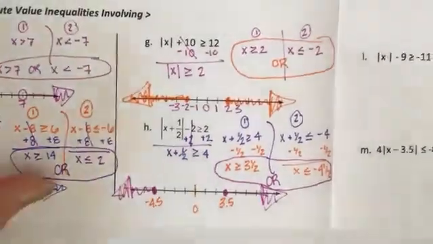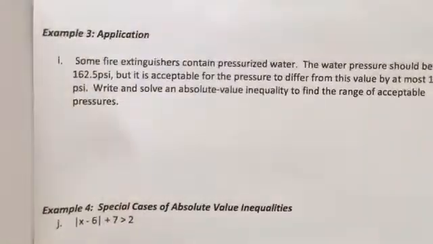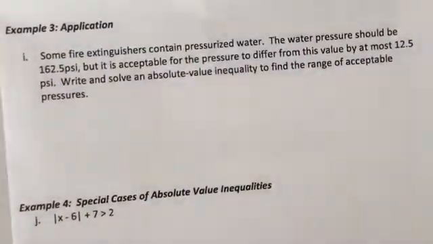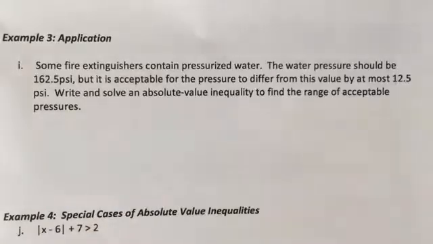Okay, last few types of examples here. First off, we have an application problem. It says some fire extinguishers contain pressurized water. The water pressure should be 162.5 psi, but it is acceptable for the pressure to differ from this value by at most 12.5. Okay, so we want it to be 162.5 psi, but we can differ by at most 12.5. Write and solve an absolute value inequality to find the range of acceptable pressures.